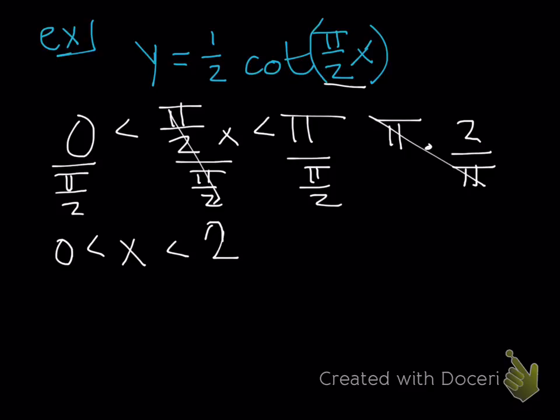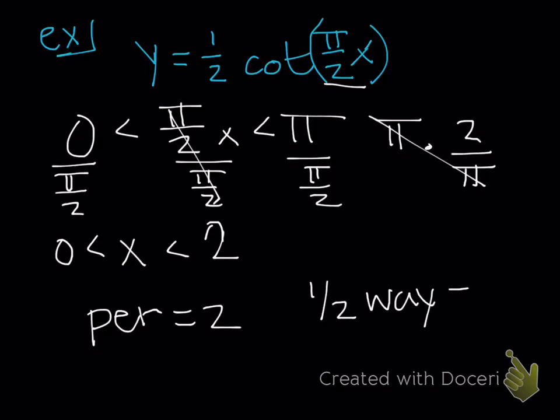So the period, again, is the distance between these two asymptotes. So my period is 2. So halfway is going to be 1. So my x-intercept is at 1.